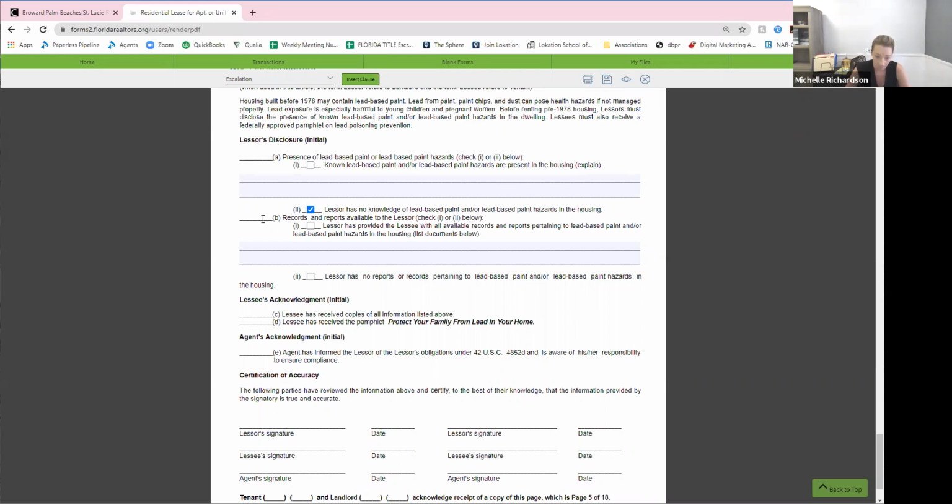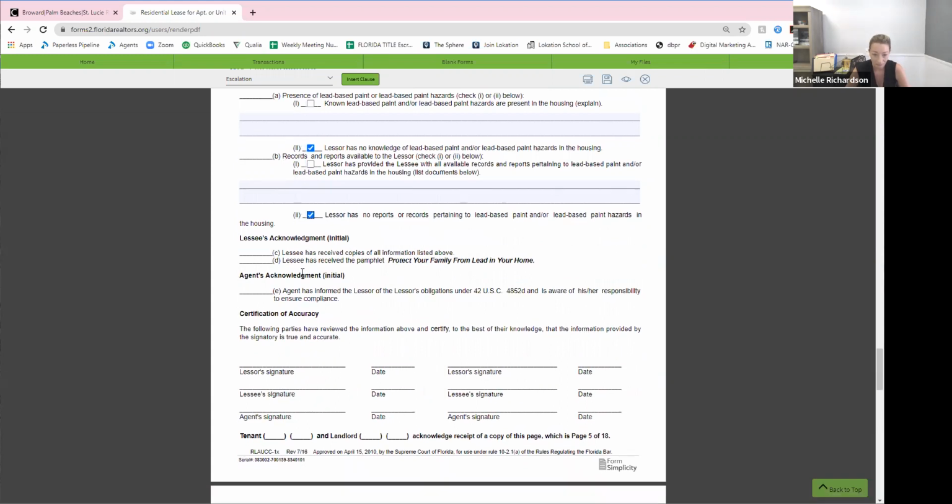Then you have section B. Section B has B1 and B2, the Roman numerals. So B1, it says here the lessor has provided the lessee with all the available records. Well, if there's no lead-based paint or the owner has no knowledge of it, B1 doesn't apply to them. B2, it states here, lessor has no reports or records pertaining to the lead-based paint. So they would initial B, and they would check off section 2 or B2. So A2, B2 would be selected if they don't have any knowledge.